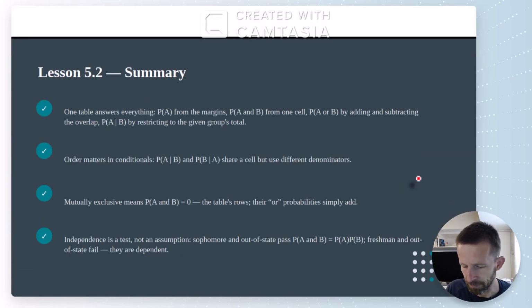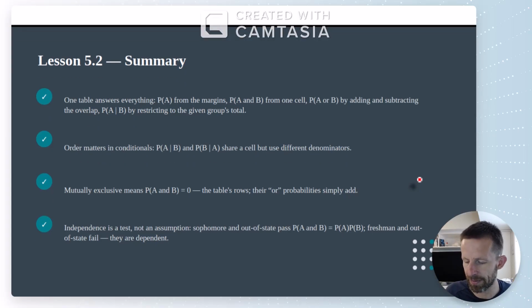So, summary: one table answers everything. Probability of A from the margins, A and B from one cell, A or B by adding and subtracting the overlap, A given B by restricting the denominator. Order matters, so the probability of A given B very frequently is not going to be the same as the probability of B given A. Mutually exclusive means the probability of A and B is 0. And independence is a test, not an assumption. Sophomore and out of state pass the test, and freshmen and out of state fail. They are dependent. So that is lesson 5.2.